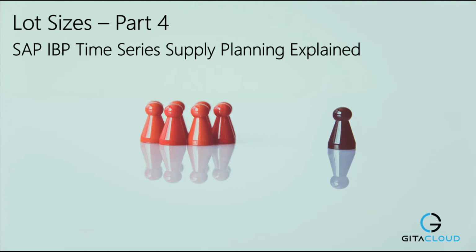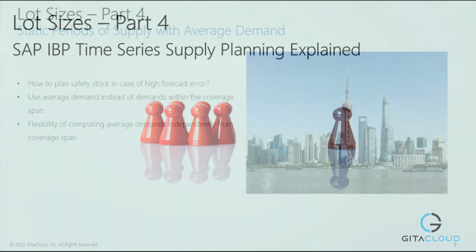This series is aimed at supply planners and any other IBP practitioners. This is part 4. It explains the following lot sizing procedures: static periods of supply with average demand, and target periods of customer demand. We will talk about dynamic periods of supply in part 5.